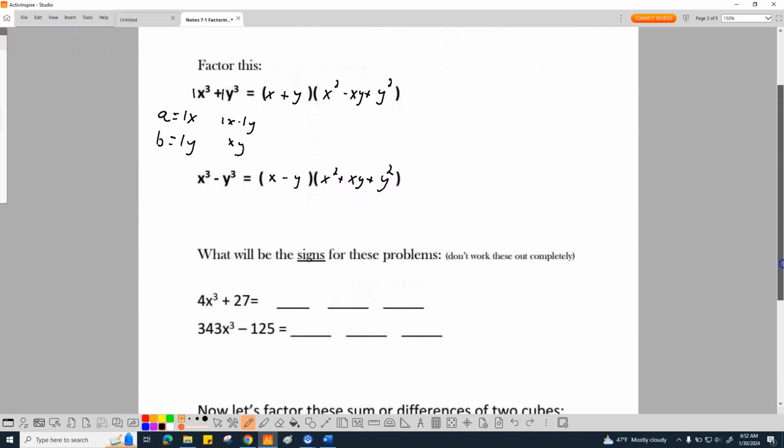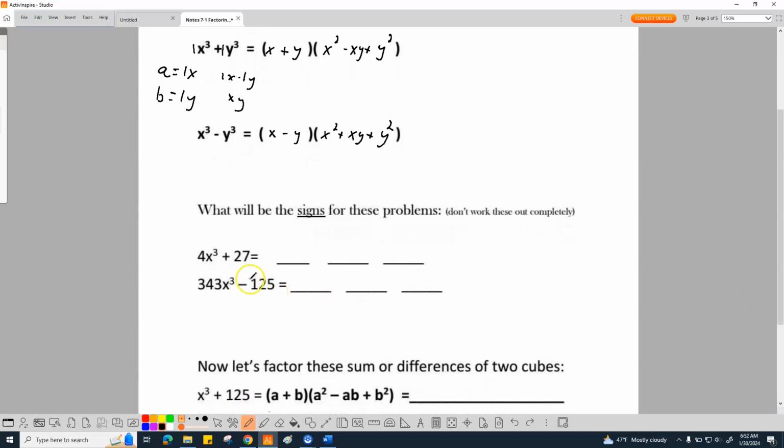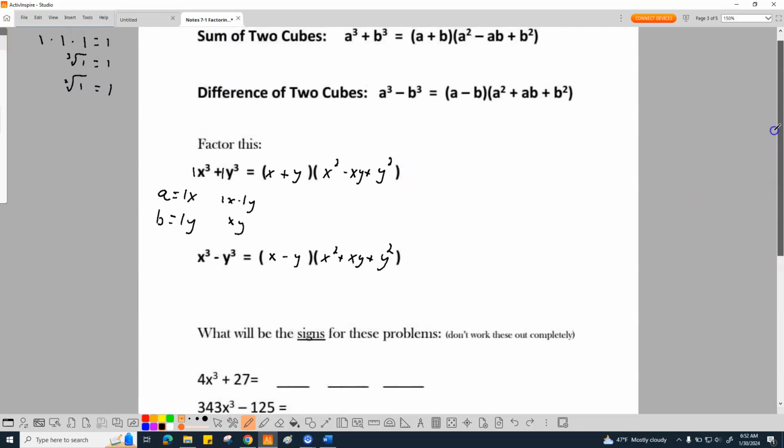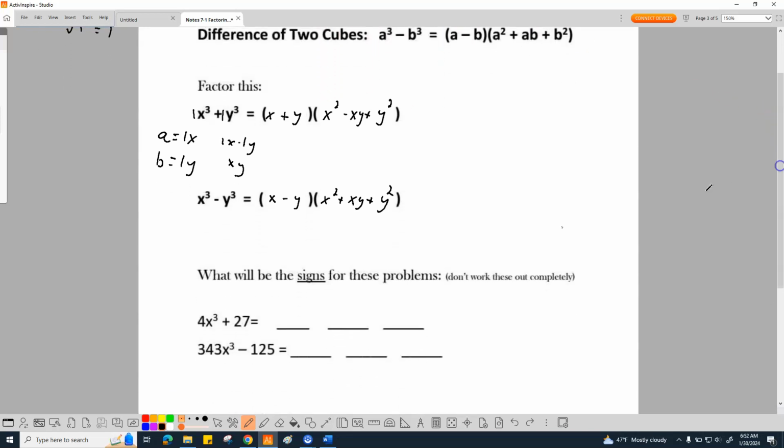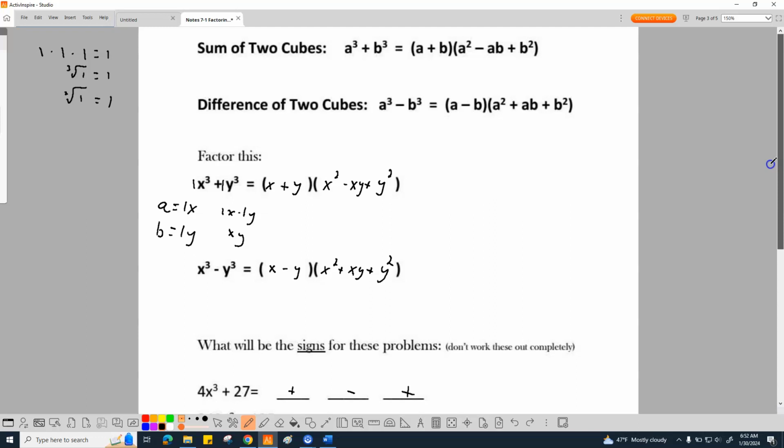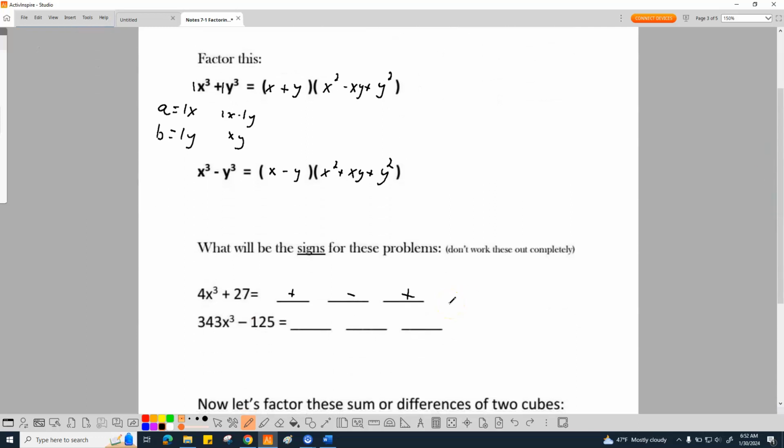Now first, I'm going to scratch out this. I don't care about this example. What they want you to do is work out the signs for these problems. So let's check it out. The sum of two cubes is plus, minus, plus. I will never have that memorized. For differences of cubes, you have minus, plus, plus. Again, I will probably never have this memorized, but I'll be able to use it if I can look at the screen.